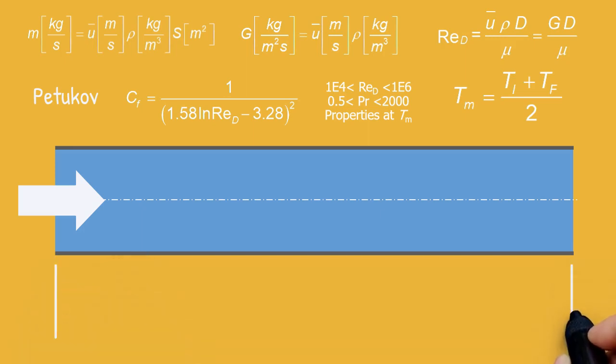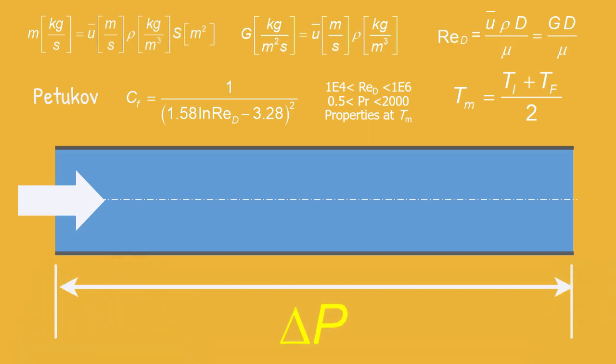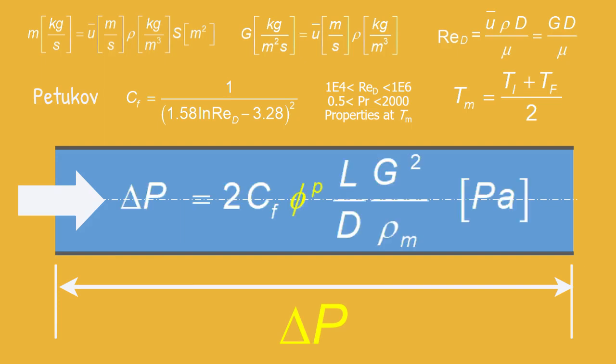Finally, we have the pressure drop along the duct. In this formula appears a factor phi that takes into account the variation of the properties of the fluid with temperature in the area close to the wall of the duct. We will define the factor phi in the next section when talking about the Nusselt number.